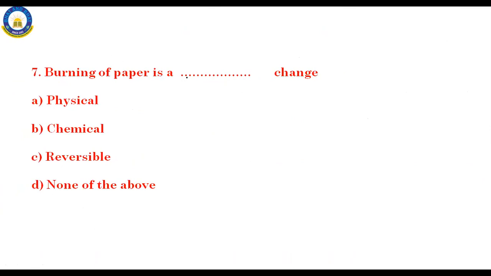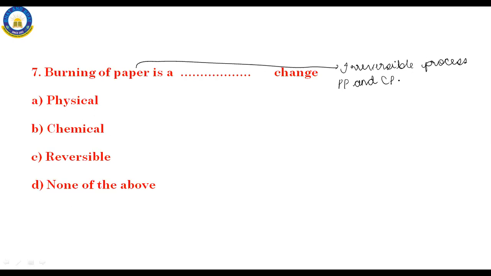So burning of a paper is a blank change. So again, you have to list out the characteristics. Now burning of a paper, it is an irreversible process. And again, physical properties and chemical properties both are changed.